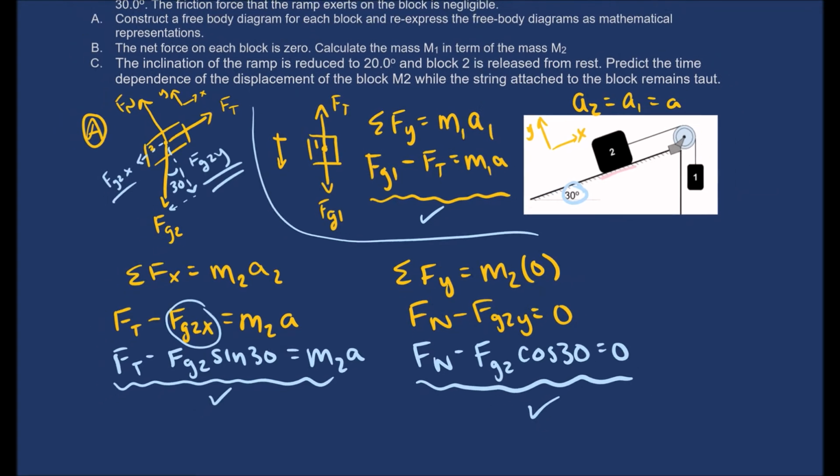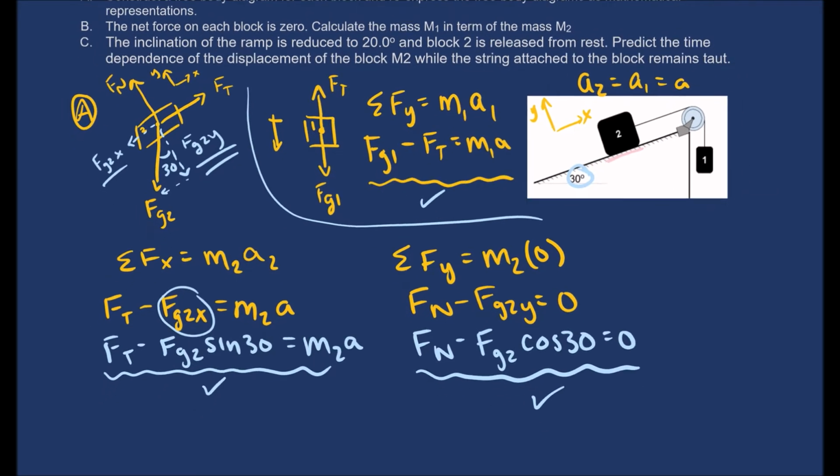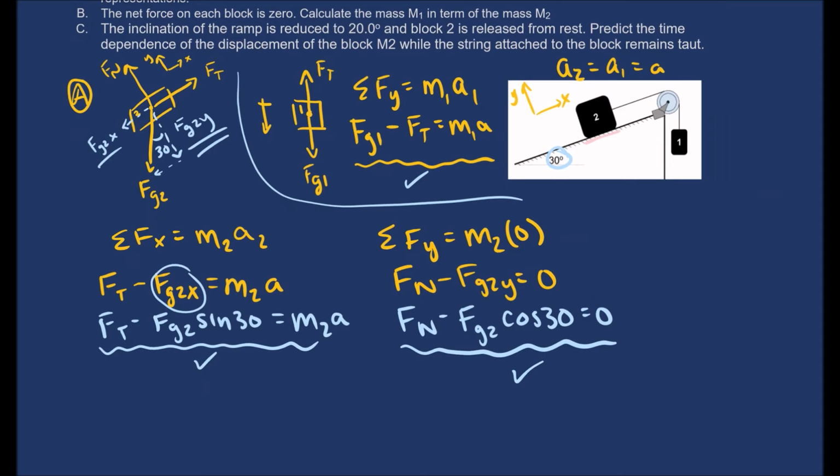Okay, part B, the net force on each block is 0. Calculate the mass of M1 in terms of the mass M2. So we wrote our equations saying that maybe we're going to have some acceleration in this x direction. We called that A. But if the net force on each block is 0, that means it's kind of like a Newton's first law equation where the sum of the forces equals 0. So this creates an equation. So now we're working on part B.